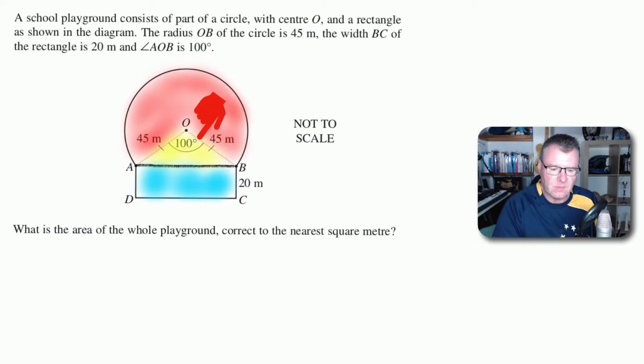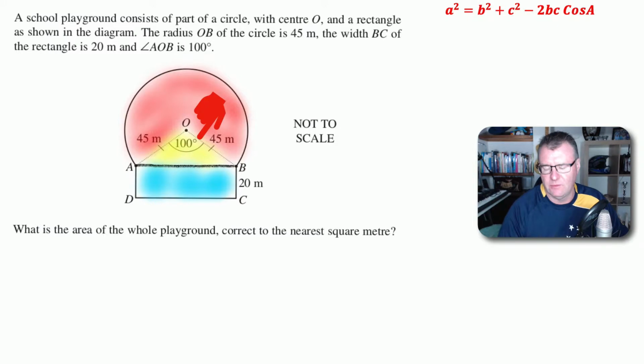Now, I'm going to have to use the cosine rule here. I can't use the sine rule because I've only got one angle and there's no information about anything else. So I'm going to use the cosine rule, and if you've forgotten it, it'll be on your formula sheet. Here it is: a squared equals b squared plus c squared minus 2bc cos A.